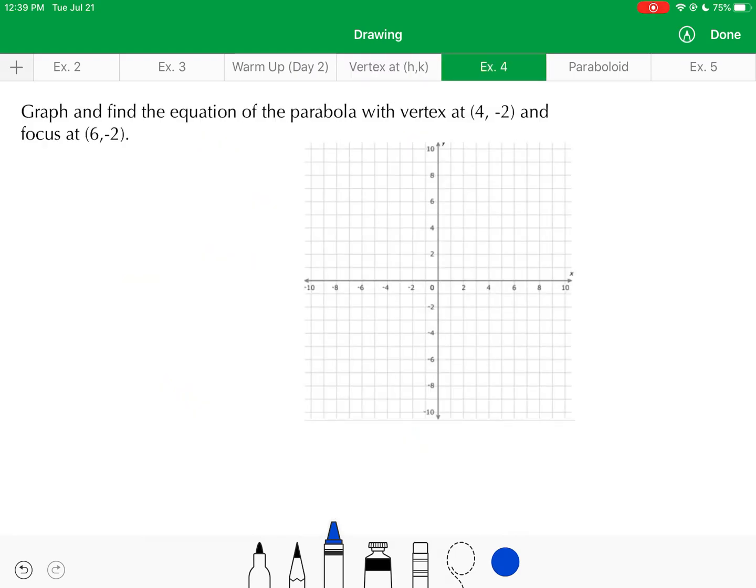All right, example 4. Graph and find the equation of the parabola whose vertex is at (4, -2), and whose focus is at (6, -2). So the first thing we should, of course, do is plot those points. (4, -2) is right here. (6, -2) is right here. So the focus being to the right of the vertex tells me that my parabola is opening to the right.